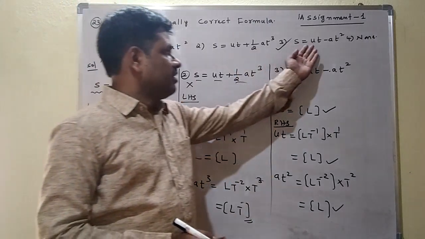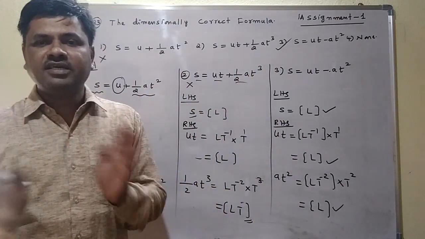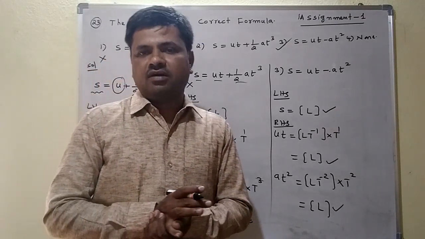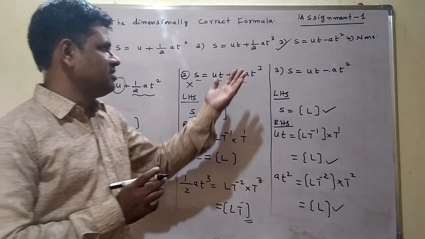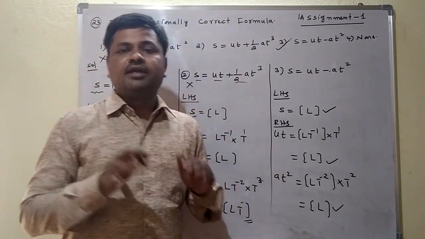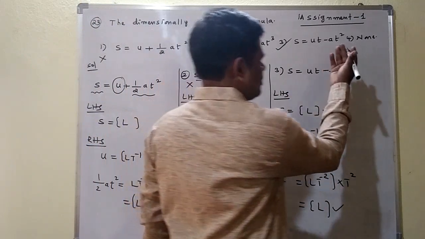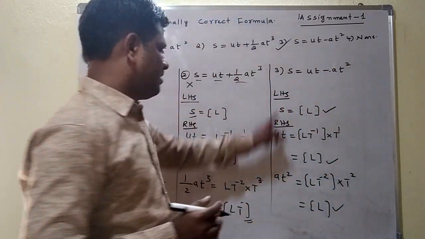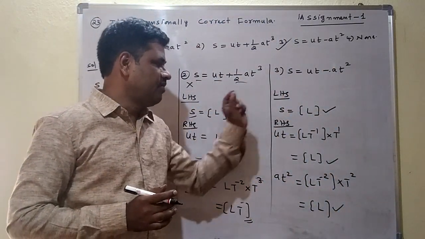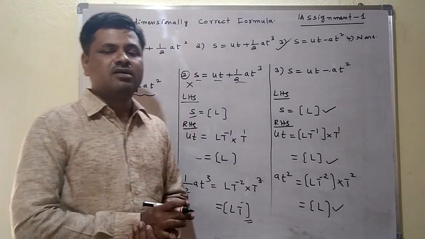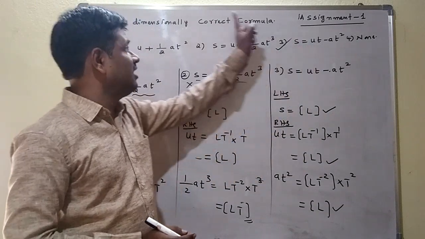This is a dimensionally correct equation, but generally this equation is not correct; it is correct only dimensionally. Here the fourth option is none, which means the third option is correct, because every term in the LHS and every term in the RHS has the same dimensional formula. So this equation is dimensionally correct.